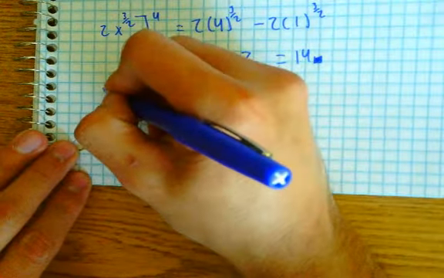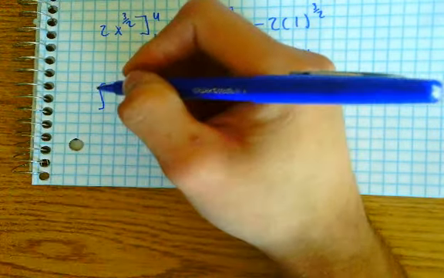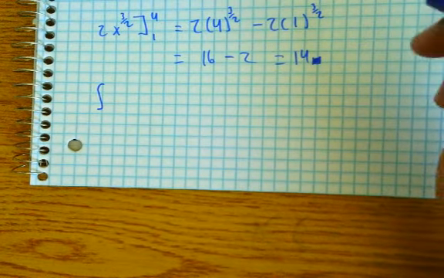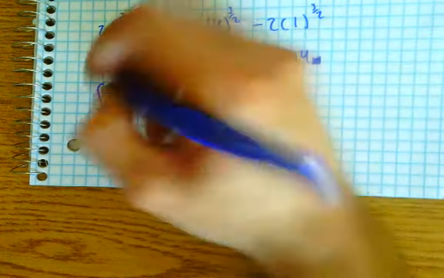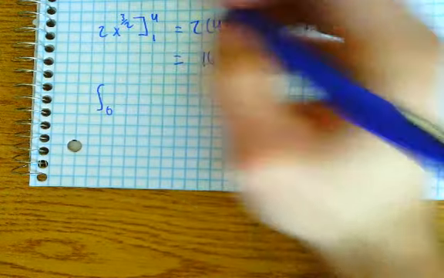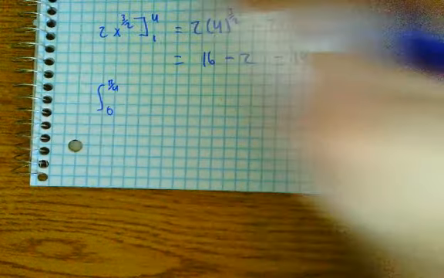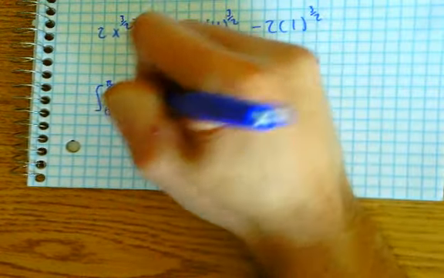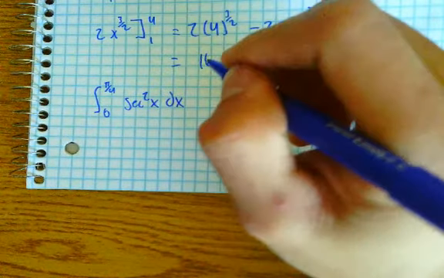For the next problem, I'd like for you to try it on your own, so please go ahead and pause the video, and when you're ready, hit play so that you can check your answer. So we have the integral from 0 to pi over 4 of secant squared x dx.